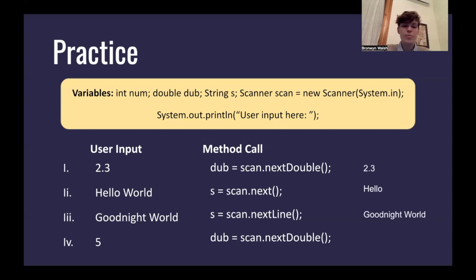And for our final example, the user inputs 5 and the call scan.nextDouble is stored in dub. Scan.nextDouble receives the next value as a double. Because int values are automatically converted to doubles in a widening conversion, the value 5.0 is stored in dub, not 5.